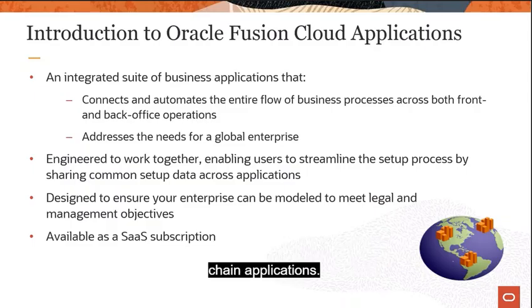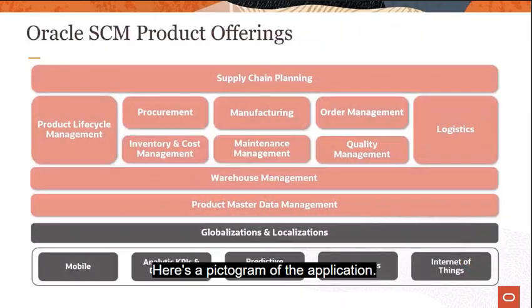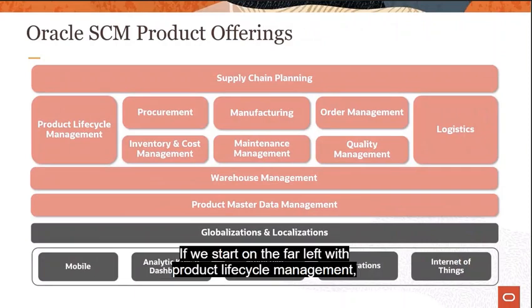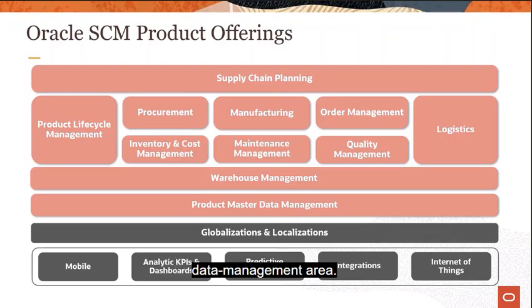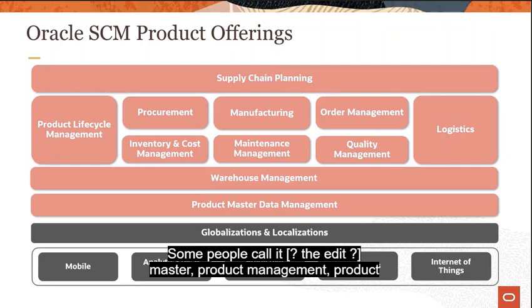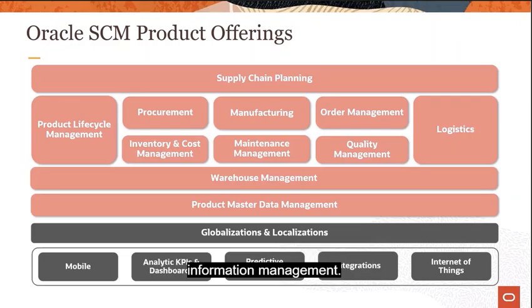If we start on the far left with product lifecycle management, that's how you manage your item or your product ideas and get that information to the system, which goes into the product master data management area. Some people call it the item master. Product management, product information management can be labeled many things, but that's where our master data for items go.